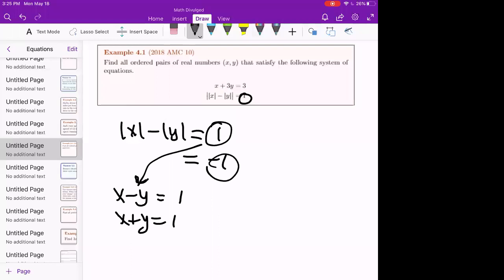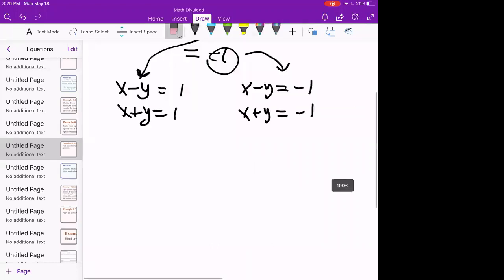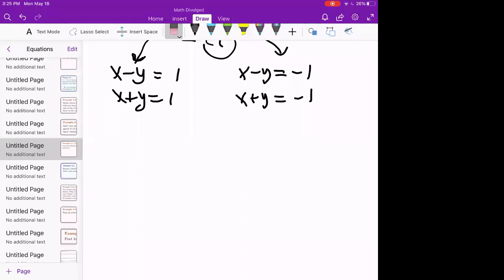And then from this case, the -1, this will give us another 2 cases: x minus y is equal to -1, and then x plus y is equal to -1. So now we have our 4 different cases. We can tackle each of these individually with this equation I mentioned before, x plus 3y is equal to 3. So let's move down the page a bit. Let's number these 1, 2, 3, 4.